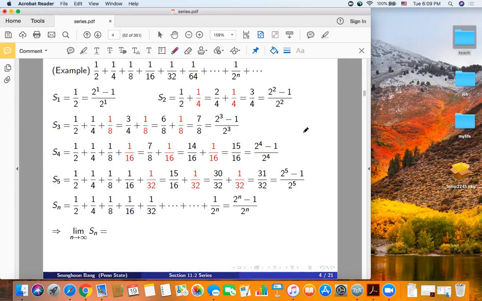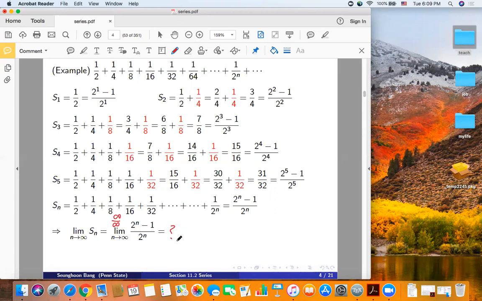So next step, take the limit of the partial sum. The limit of the partial sum is the limit of 2 to the n minus 1 over 2 to the n. So how can you solve this? This is exactly the infinity over infinity form. How can you solve this limit? You remember how to solve it from section 11.1?